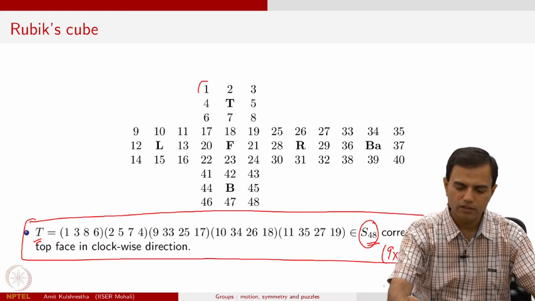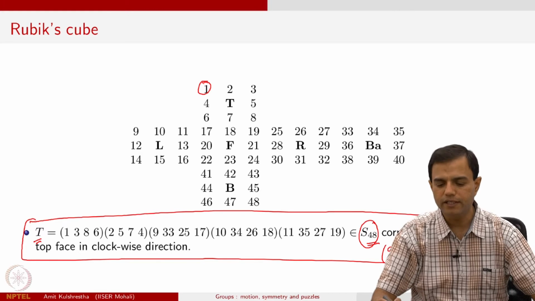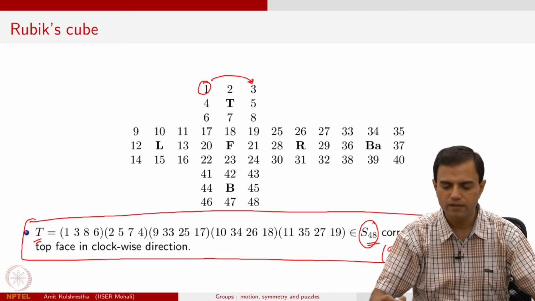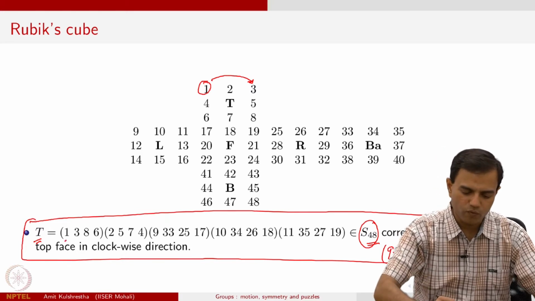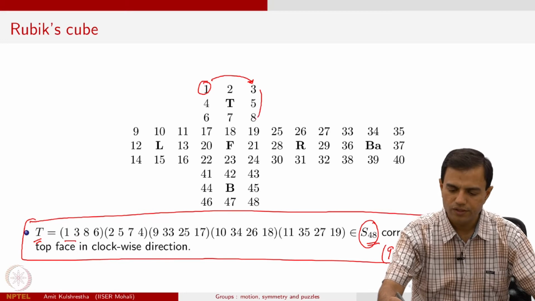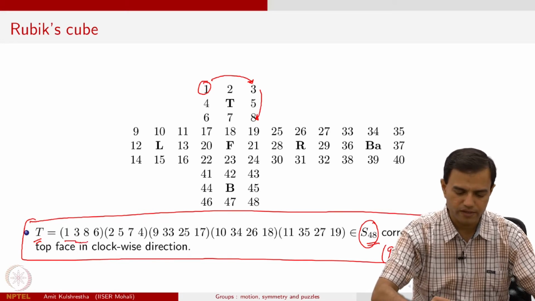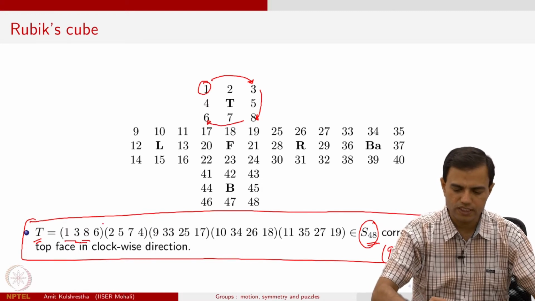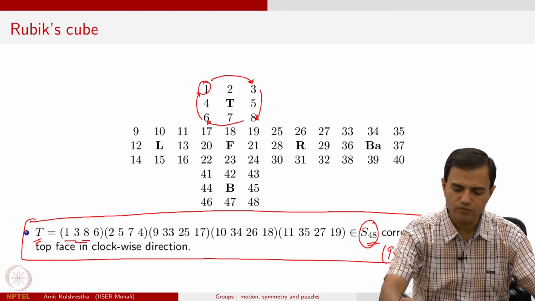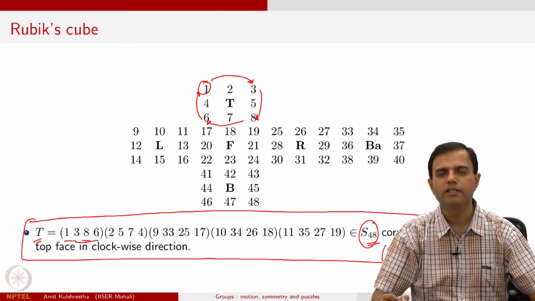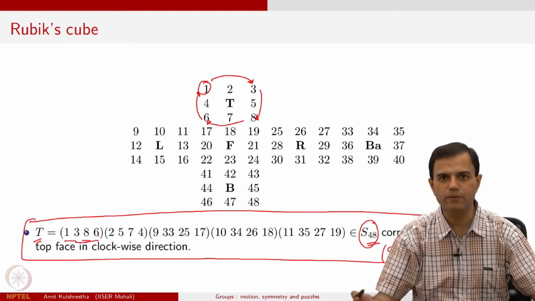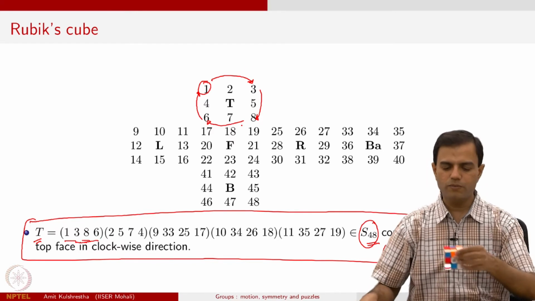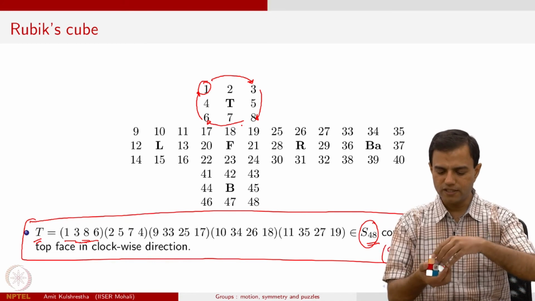What happens to 1 when I rotate by 90 degrees? So 1 comes to this place, right? That's what I have written. 1 goes to 3, 3 goes to 8, 8 goes to 6, and 6 comes back to 1. So one cycle is complete. This is how we write permutations, as I had told you earlier. So (1 3 8 6) is a permutation. Suppose this is the top face and I am rotating it.